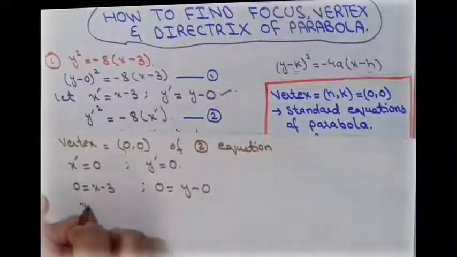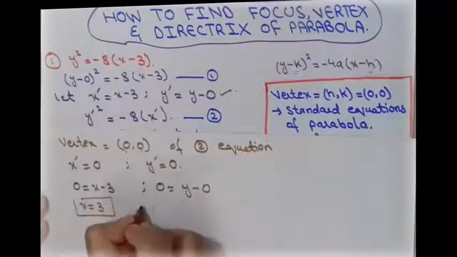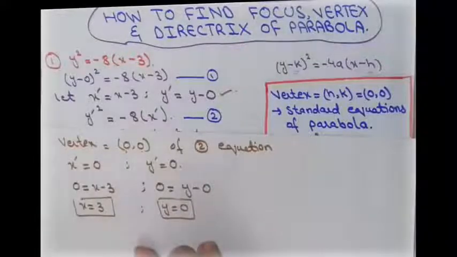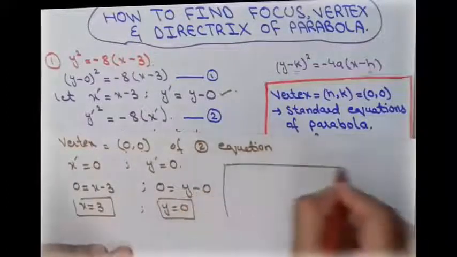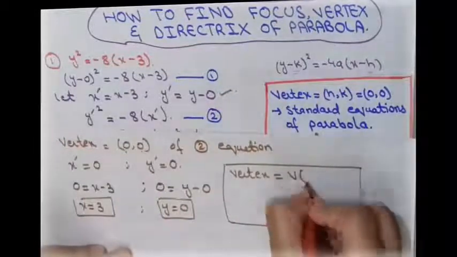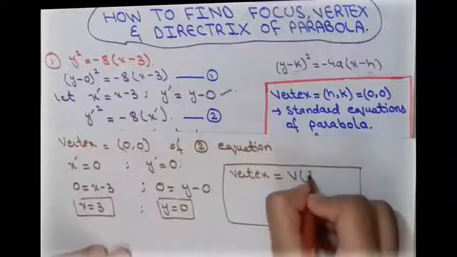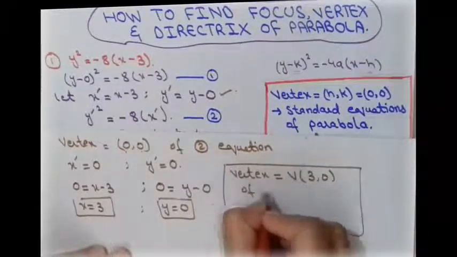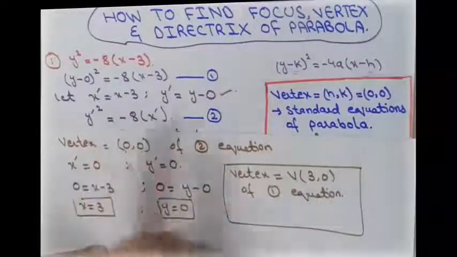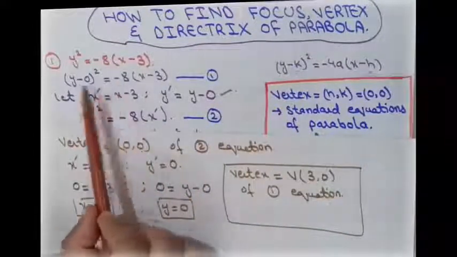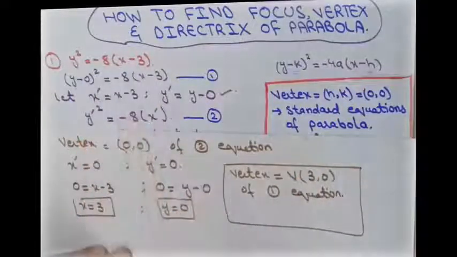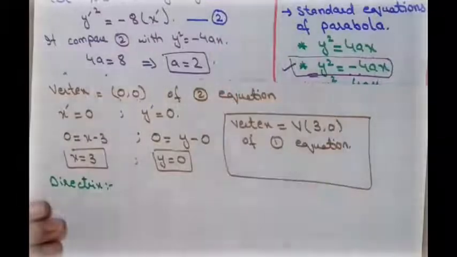In this way we calculate the value of x and the value of y, which is the vertex of the first equation. So what I find here is the vertex, which I denote by capital V, having coordinates (3, 0) for the first equation. We can also check this by comparing these two equations: the value of h is 3 and the value of k is 0. Now find the directrix of the second equation.